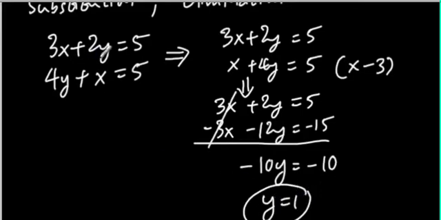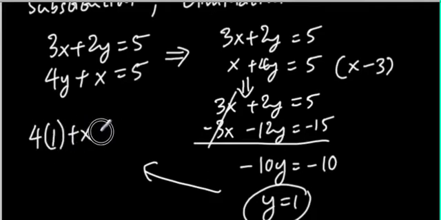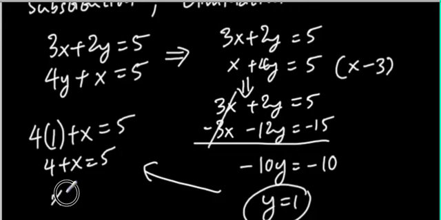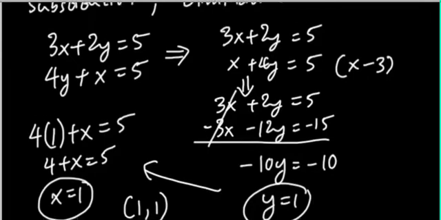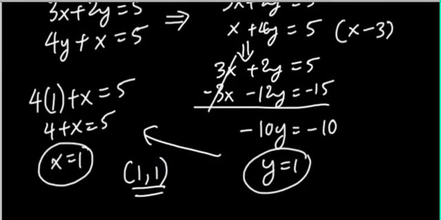Once we have that, we need to substitute back into any of the original equations. It doesn't matter which one. I'm going to pick the second one. So we get 4 times 1 plus x equals 5, so 4 plus x equals 5. If you solve this, you'll see that x equals 1. So our point of intersection is 1, 1. That's extremely important, 1, 1. All right.